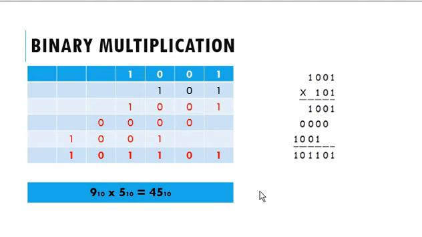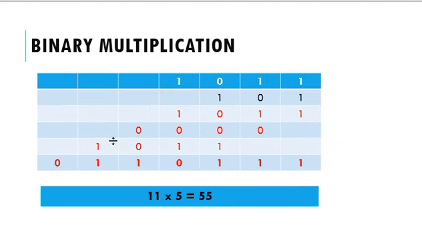Okay, good. Now let's proceed to the next example. We have 1011 times 101, or 11 times 5, which is equal to 55. Let's start. 1 times 1 is 1. 1 times 1 is 1. It's done twice. That's why we have 2 ones here. 1 times 0 is of course 0, and 1 times 1 is 1.